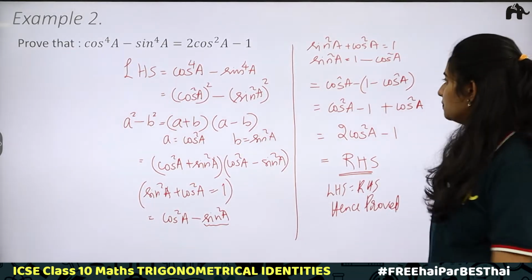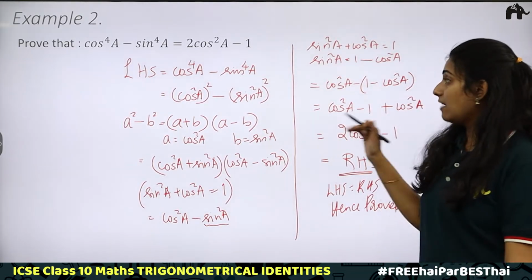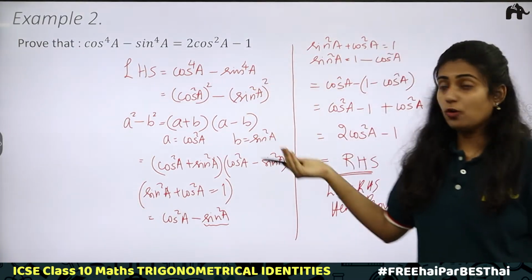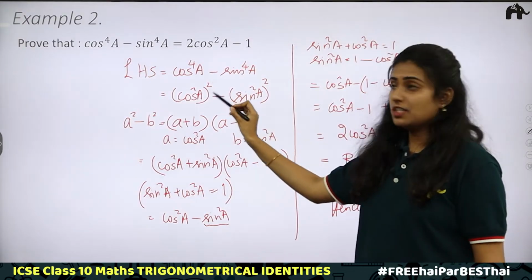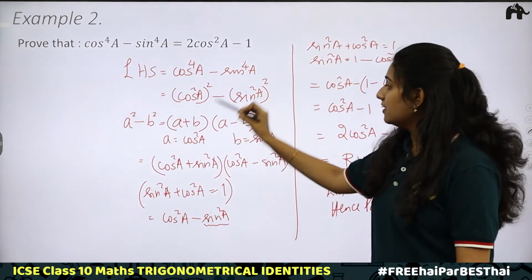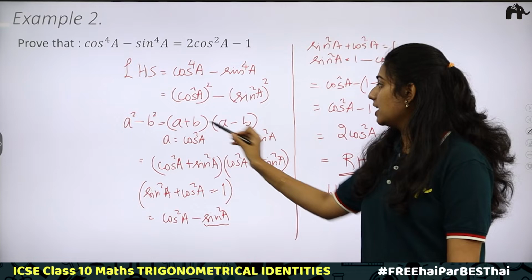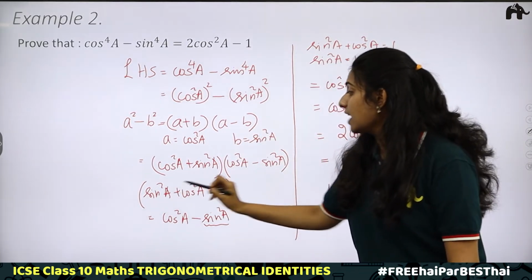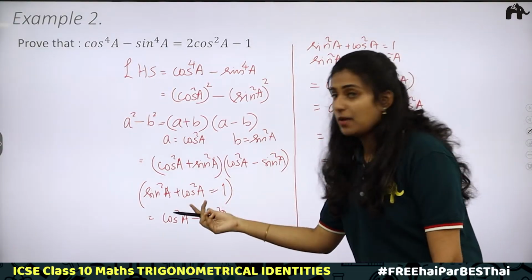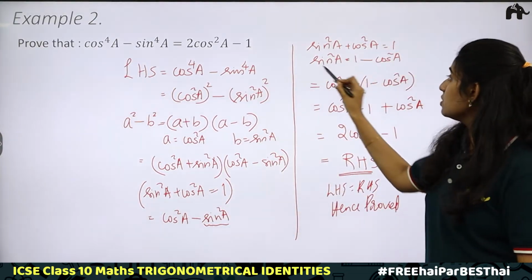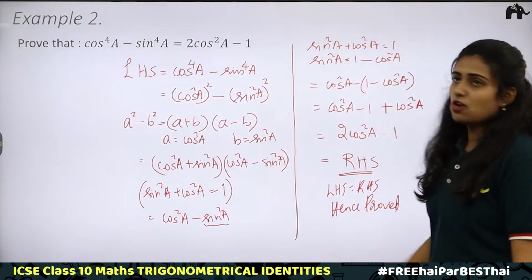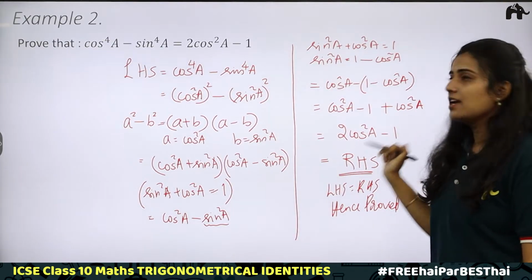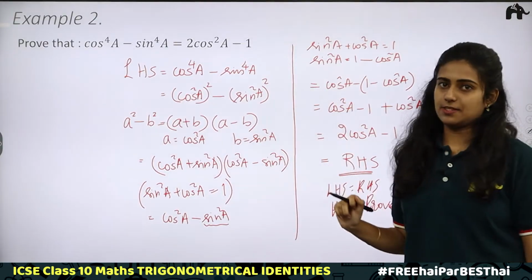Okay. Hence proved. So what are the steps that we have done here? First, if in the question you have raised to 4 powers and all, you will have to convert it into square of square. After that, we are using a square minus b square form, that is a plus b into a minus b. Then we will be using the identity sin square A plus cos square A is equal to 1. The same identity we are using again, that is to get sin square A in the form 1 minus cos square A. After substitution, adding cos square A and cos square A, we get 2 cos square A minus 1, which is the required RHS.